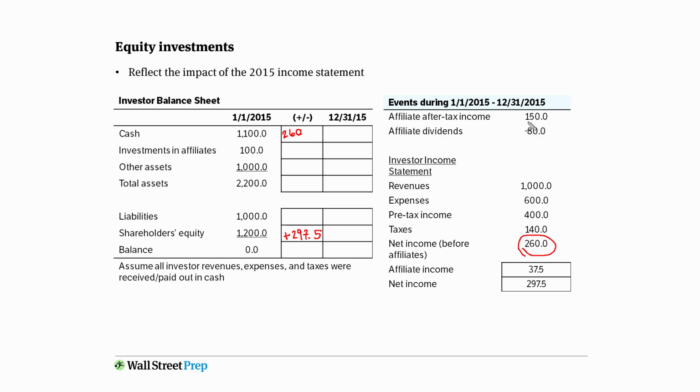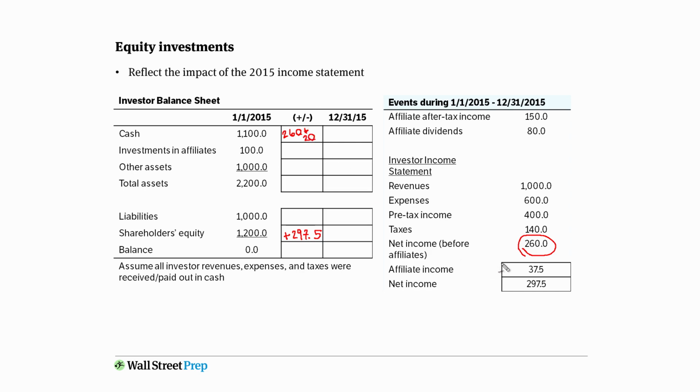But of course, we own 25% of this affiliate, and there is one other cash impact that's happening, and that is that this affiliate has issued us some dividends. Specifically, 25% of 80 is 20. So we've also received 20 million in dividends from the affiliate. There's nothing else that we've received in cash from the affiliate.